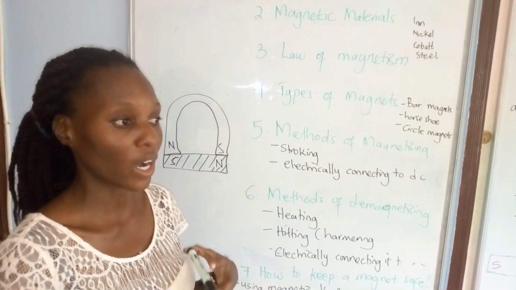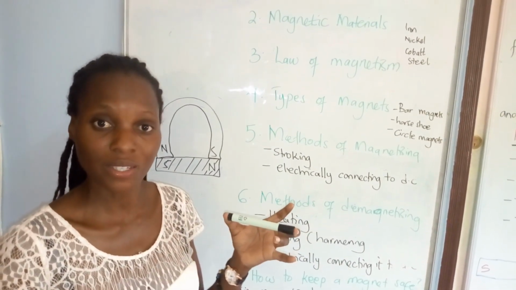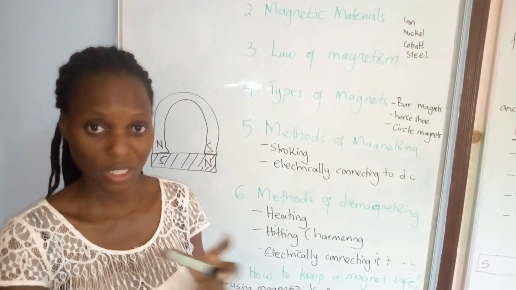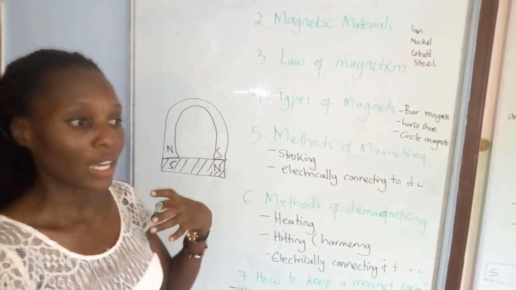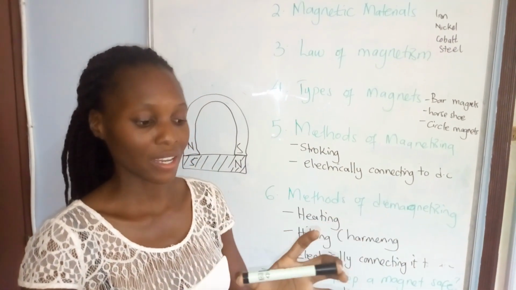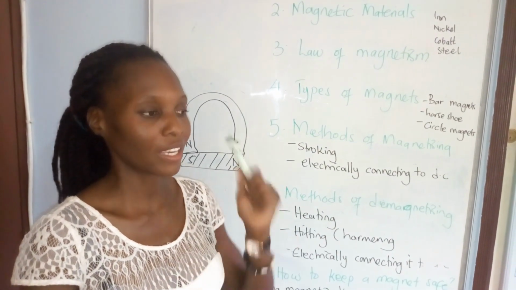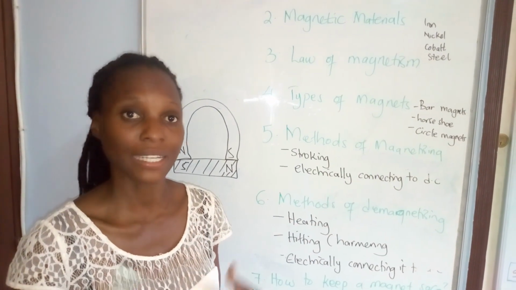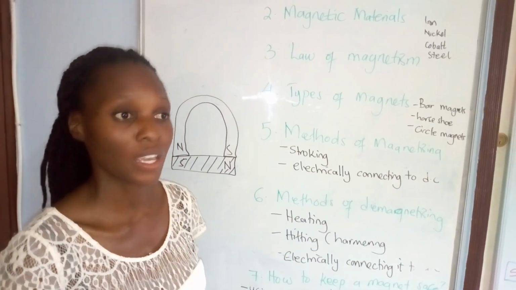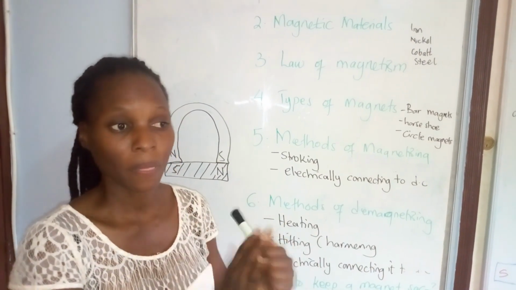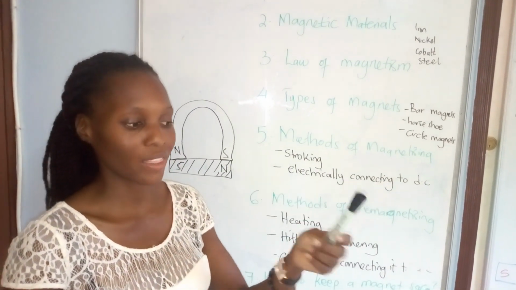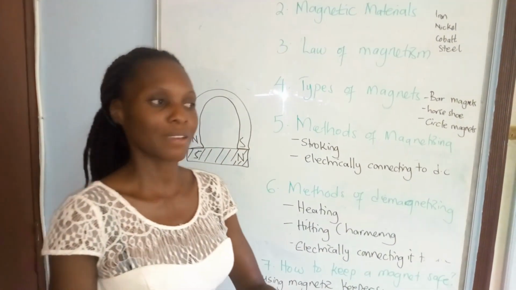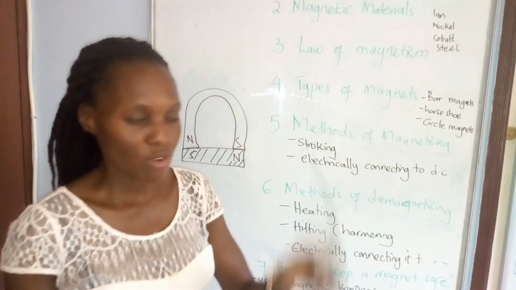You can also connect it to electricity using DC as the source, and since DC flows in one direction, it will align the dipoles in the same direction and create a magnet. We can also demagnetize an already magnetized piece by simply heating it, putting it on fire. When you put it on fire, it will disorganize the way the dipoles are aligned, and once this is done, you've demagnetized it. Or you can hit it with a hammer such that you distort the way the dipoles inside are arranged. In doing so, you will be disorganizing them, and in the end, removing the magnetism.